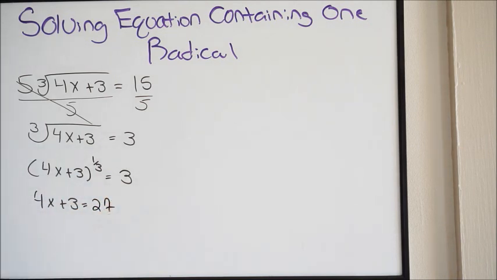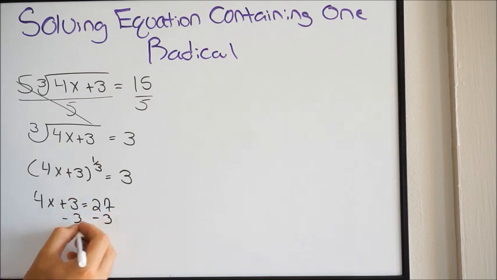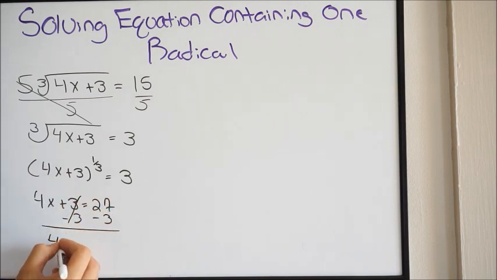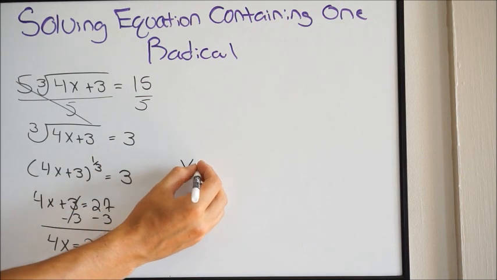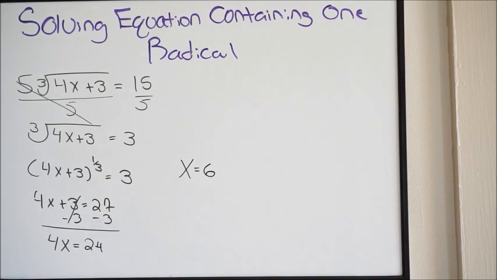Okay, so almost done here. Let's subtract 3 on both sides. So we'll be left with 4x equal to, so 27 minus 3 here, so we are going to get 24. Divide by 4 on each side, and x here is going to equal 6. All right, so our answer here is x equals 6.